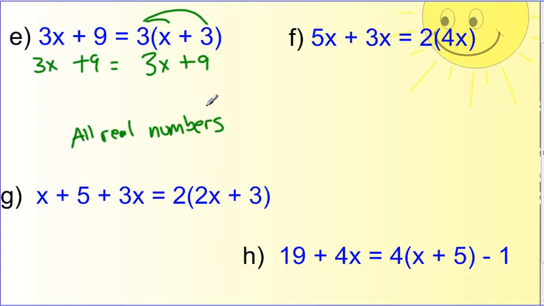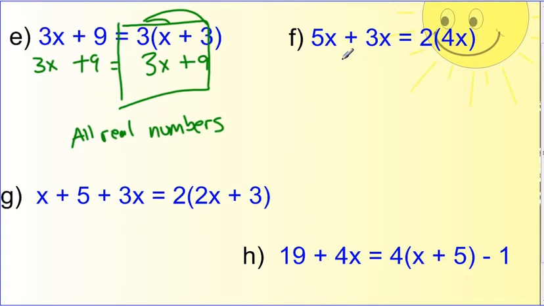This is why it's called an identity. Look at this. It's almost like having a mirror. This guy's looking at himself in the mirror, and he sees himself back. Okay, there's our mirror. 3x plus 9, 3x plus 9. That is why it's called an identity. It's like looking at itself in the mirror.